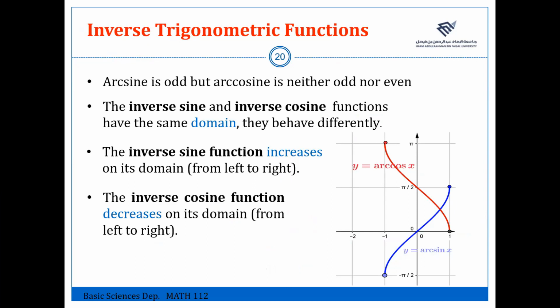Okay, so this is what I said. Inverse sine is increasing, inverse cosine is decreasing. They have the same domain, they behave differently. So these are the properties.